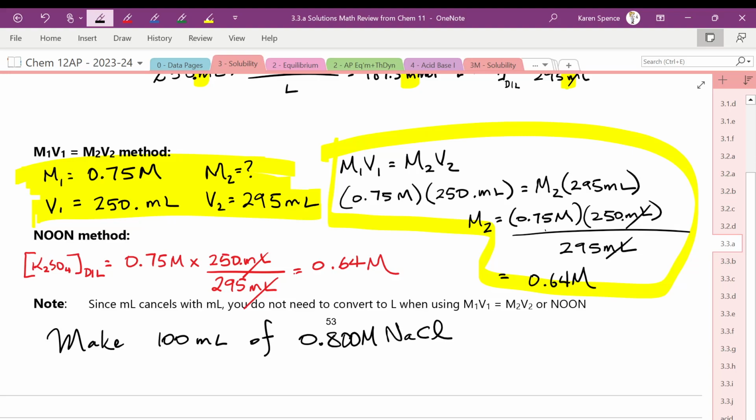Is there any original solution here? No. So there's no original solution here. So is this a dilution problem? No. See if you can do the calculation and then figure out which pieces of equipment you would need.